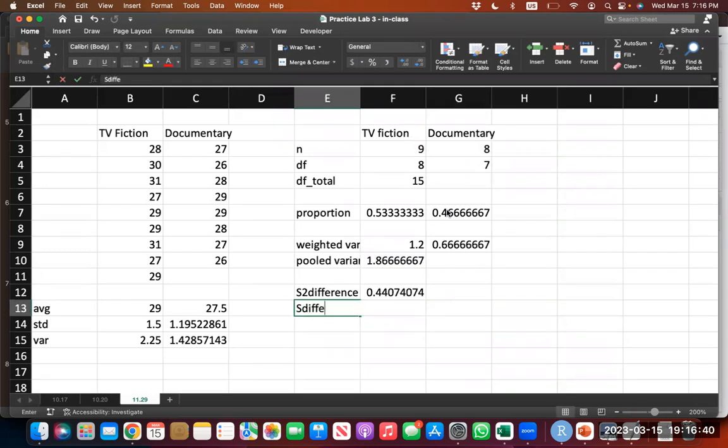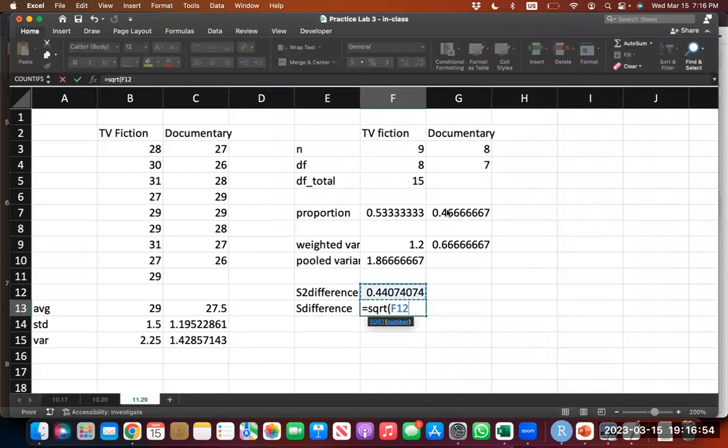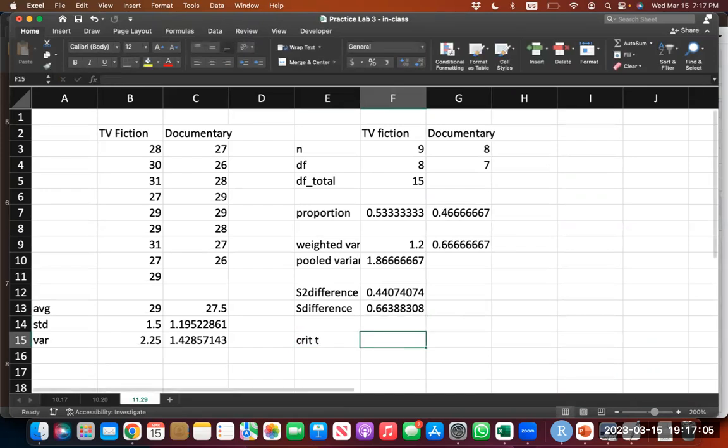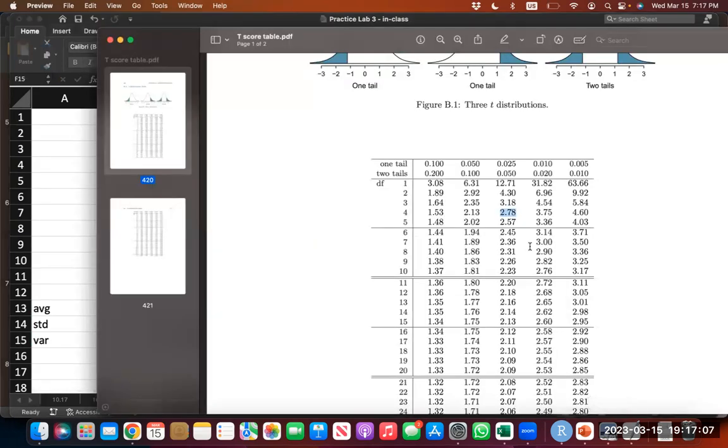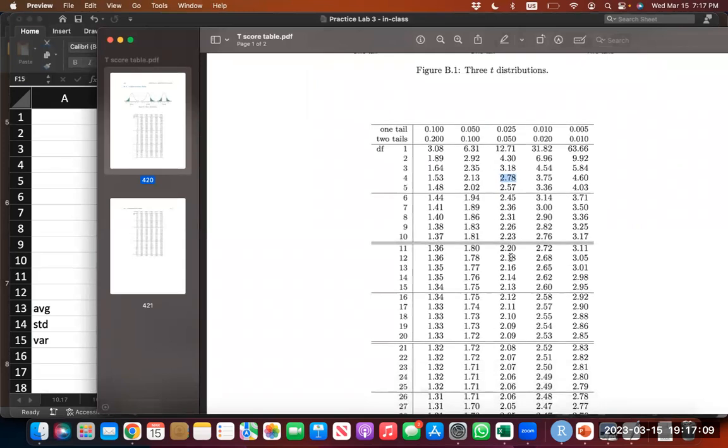Now an S difference, which is the standard error of the mean that we're actually looking at, because this is how we're standardizing our differences between means, is the square root of that 0.44, which gets us to an S difference of 0.66. So now it's simple. We have a critical T that is of a total degrees of freedom of 15.